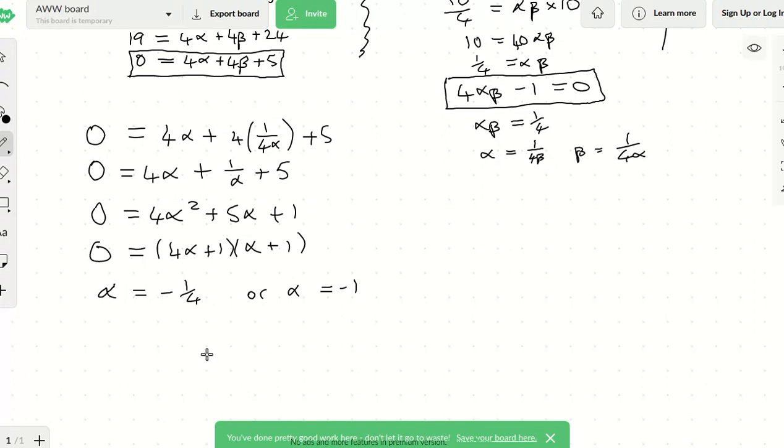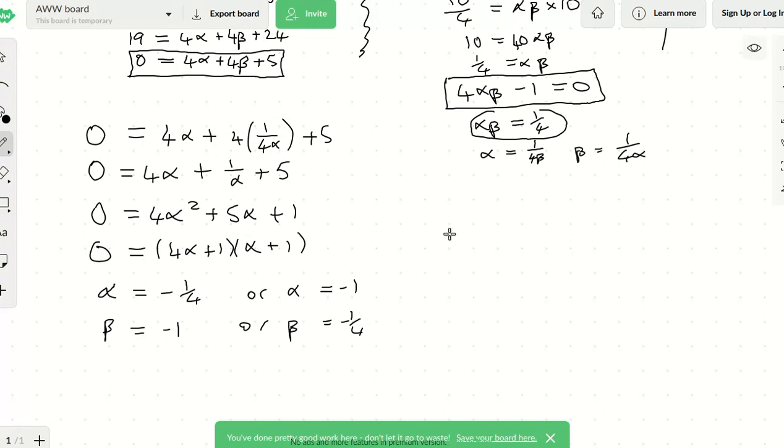You're going to wonder, why have I got 2 different alpha values? Well, watch. Beta times alpha is a quarter. Using this, I can just say beta is minus 1 or beta is minus a quarter. Because if I times those 2 together, I get positive a quarter. If I times these 2 together, I get positive a quarter.